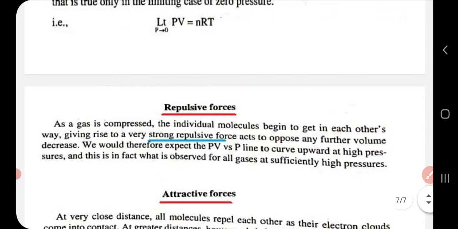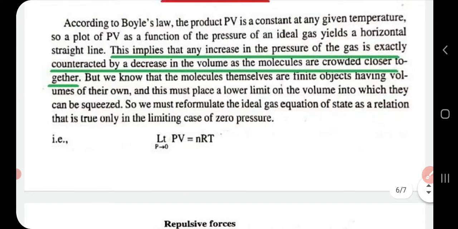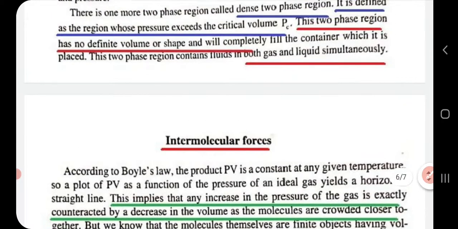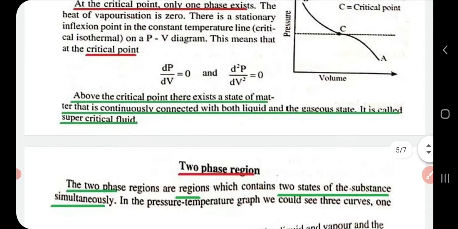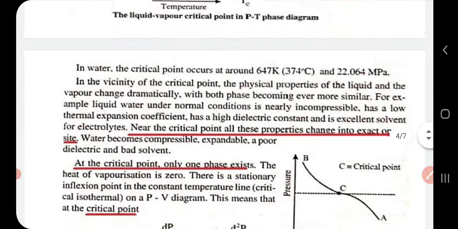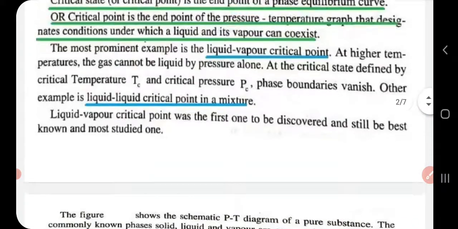Okay, so these are the three topics that we have discussed today. One is critical state or critical point, then two-phase region, and finally intermolecular forces.